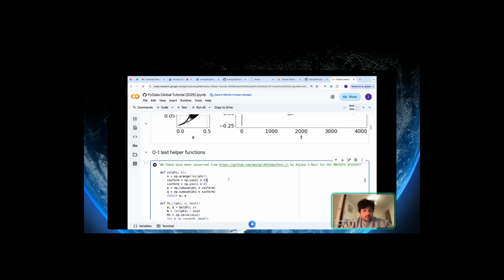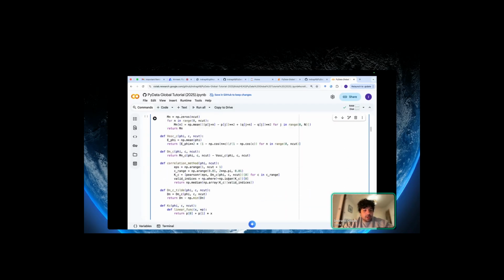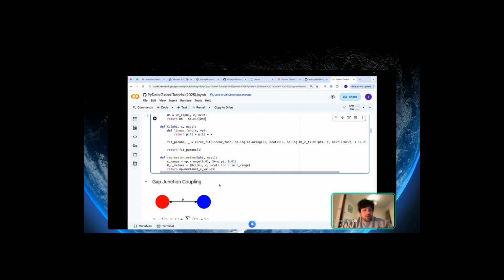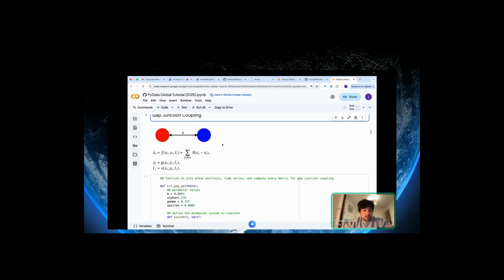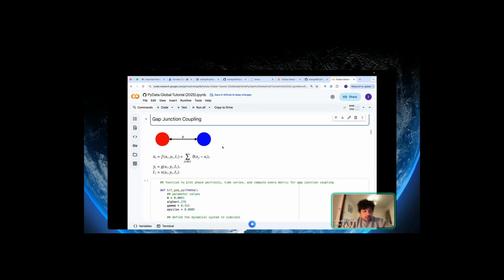And here you can see the recovery is happening in a proper, significant time scale, I would say. Now, these are different helper functions that you need to run the code for the chaotic behavior, the 0-1 test. So you need to run that cell. Then we'll go on to gap junction coupling.